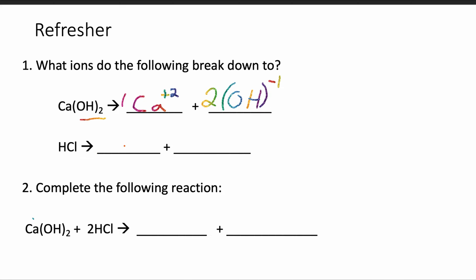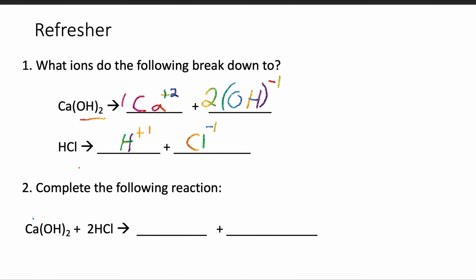The next one we're looking at is HCl. This one breaks down to give you a positive hydrogen ion and a -1 chlorine ion. When we look at a double replacement reaction, we always switch the partners, if you guys remember that when we talked about types of reactions.